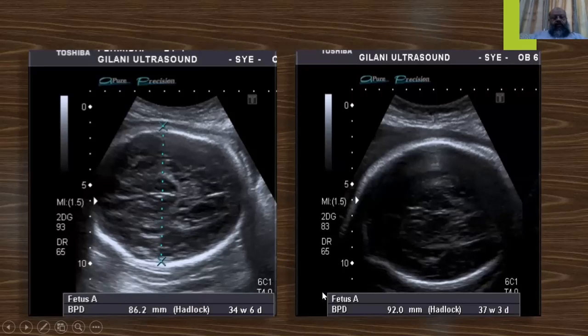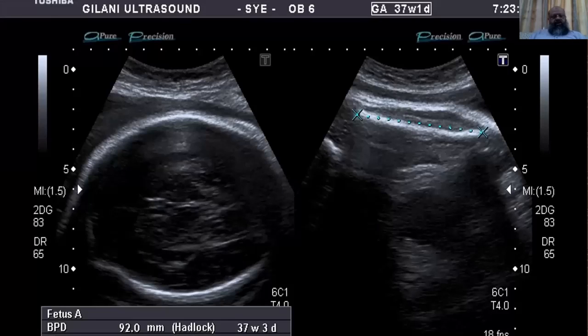Here is a fetus having BPD 34 weeks and another fetus having 37 weeks in a twin pregnancy. So in twin pregnancy, again, we have to rule out many other reasons like twin-to-twin transfusion syndrome. This was 37 weeks.